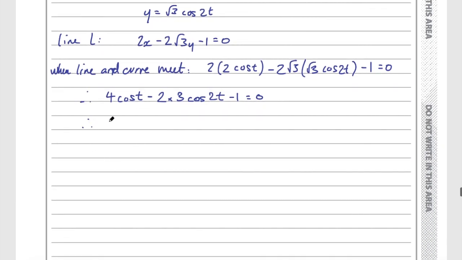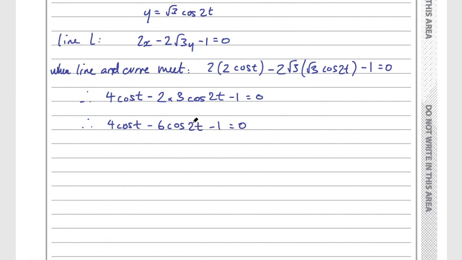So this is going to be 4 cosine t minus 6 cosine 2t minus 1 equals 0. And now you have to think, how can you start to solve this equation? Well, it's kind of difficult in this form. I can't see how we could go ahead and solve this. Firstly, we have this 2t here and only a t here, so that makes it hard to do anything with these cosines because they have kind of a different function inside of them.